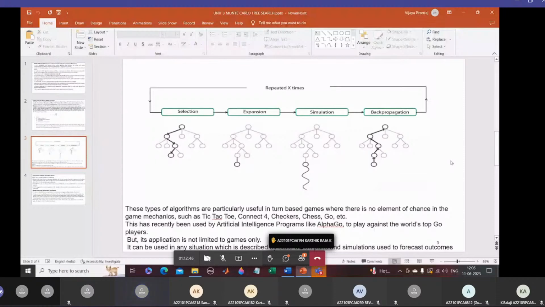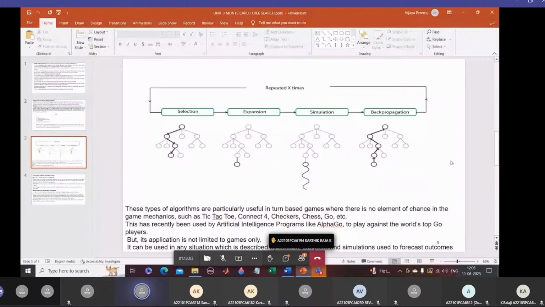AlphaGo and all that entertainment. Its application is limited not only to games. Okay, it can be used in any situation, even for business purposes, where we have the state-action pair and simulations are used to forecast outcomes. You can use this MCTS algorithm.